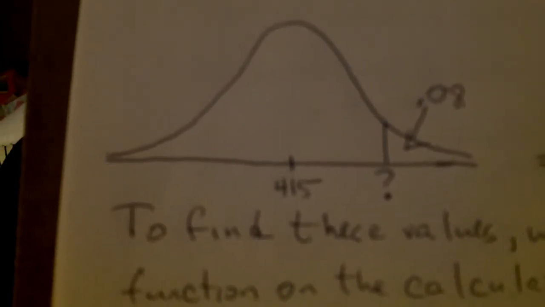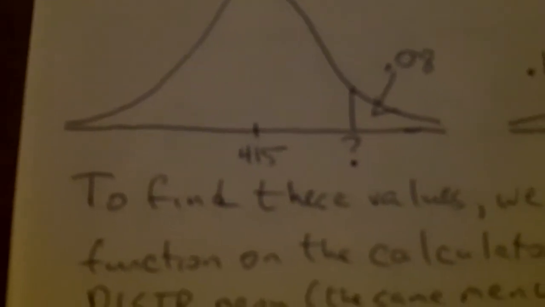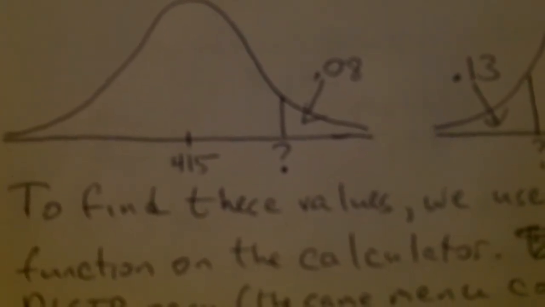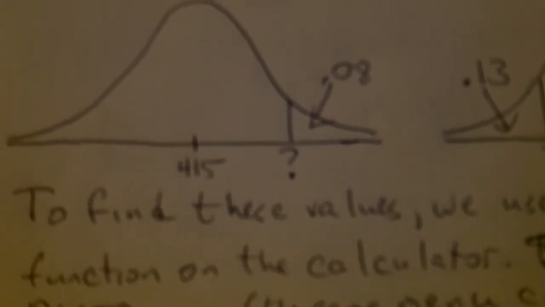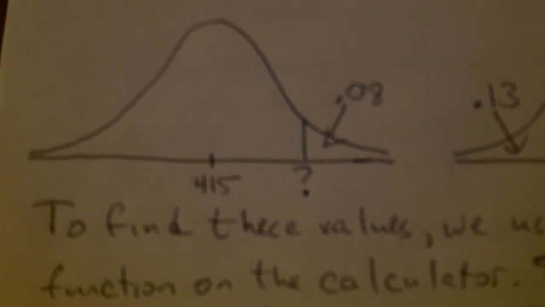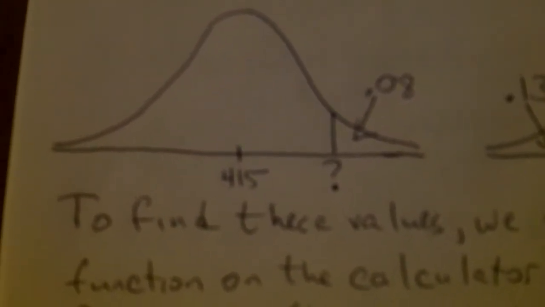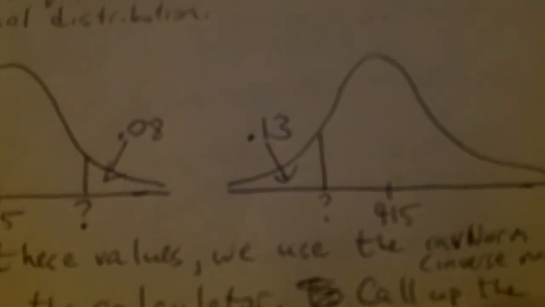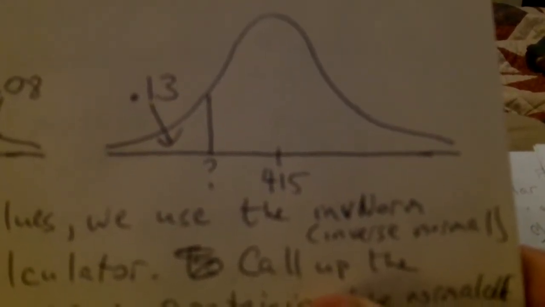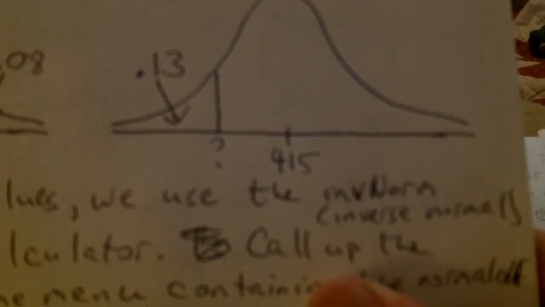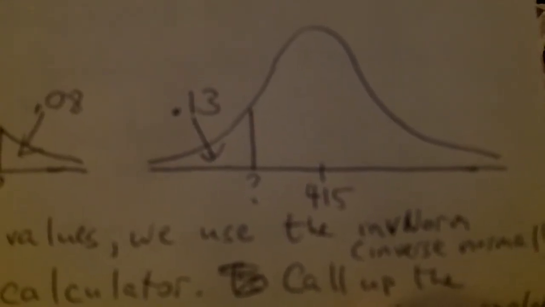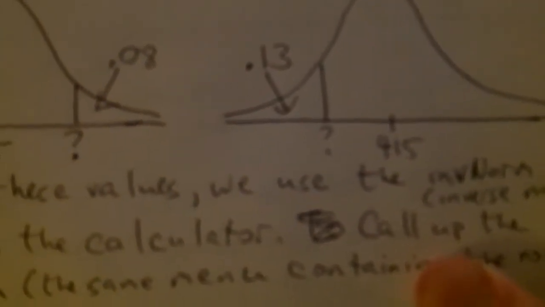So here's our normal curve. The mean is at 415. And we're looking for the cutoff for the largest 8%. So where that question mark is, somewhere out there, there's a split that gives us 0.08 to the right, and hence 0.92 to the left. Similarly, for the lowest 13%, that cutoff is going to be somewhere on the left half, and that left area is 0.13, and hence the right area is 0.87. And so we want to get those.